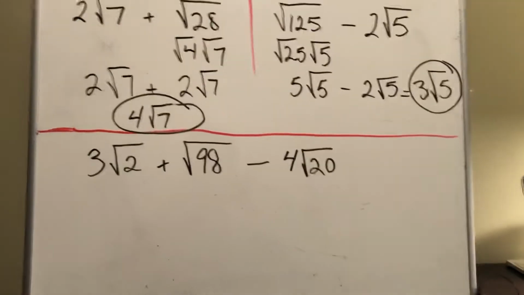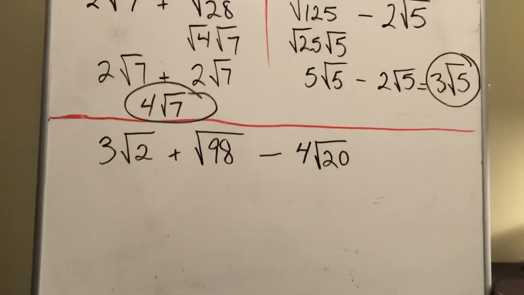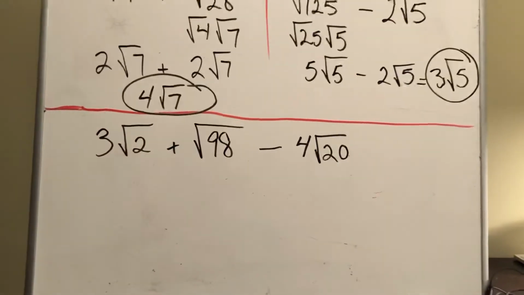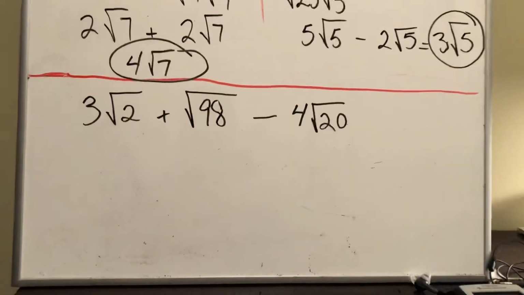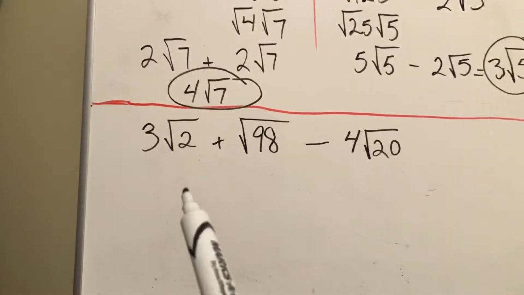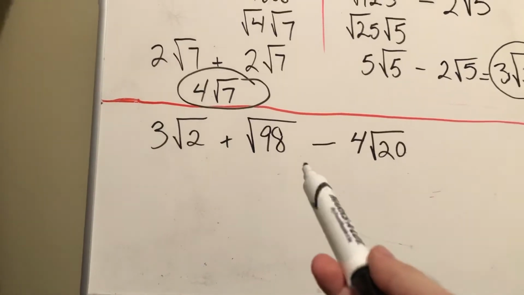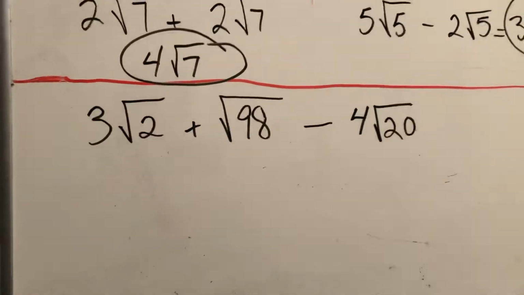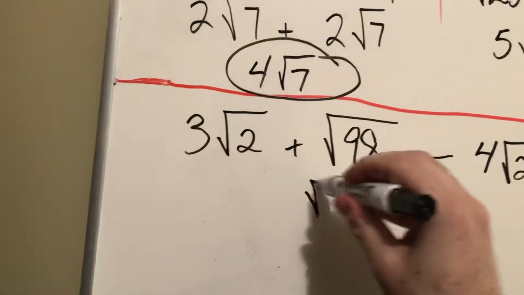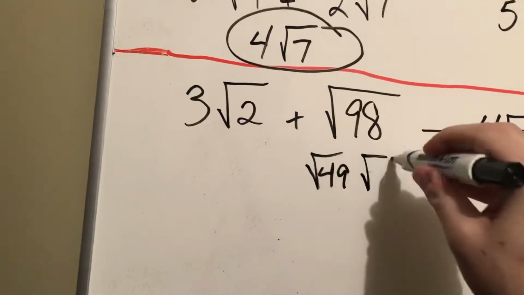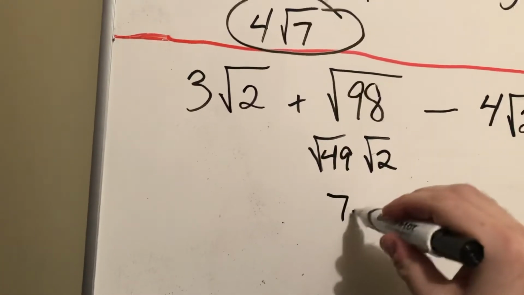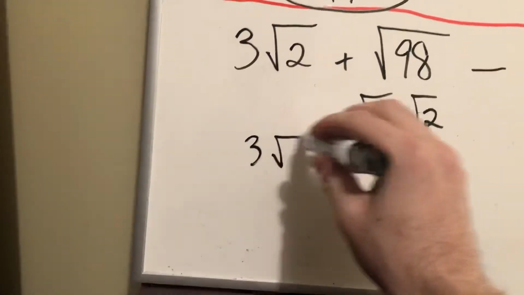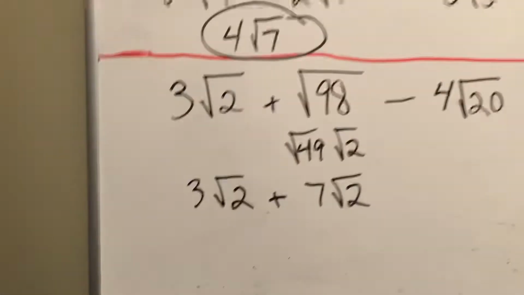Let's do one example with 3 terms. You could have 3, 4, 5 terms here with addition and subtraction problems. So we have to consider each of the terms if they're simplified and then see which ones we can potentially combine. 3 root 2, that's simplified already. Root 98, perfect square factors. This one's going to be 49 and 2. So this term becomes 7 root 2. Those look like terms I can combine.